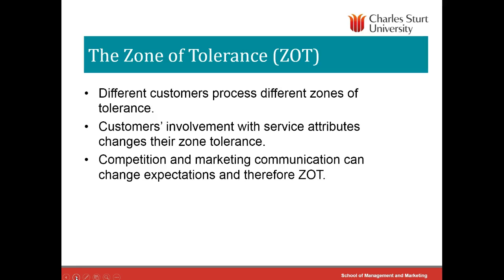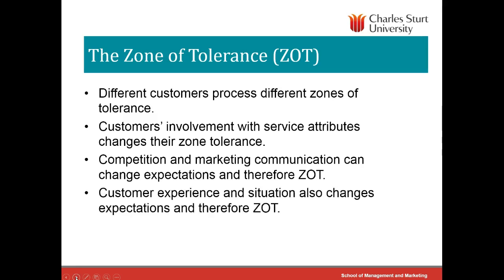Competition and marketing communication can change expectations and therefore the zone of tolerance. So communications about new offerings of mobile service providers, competition in this area, can also often change the zone of tolerance and expectations. That is, that I can upgrade my handset, or that my phone works every time, or that I've got a 3G versus a 4G handset.